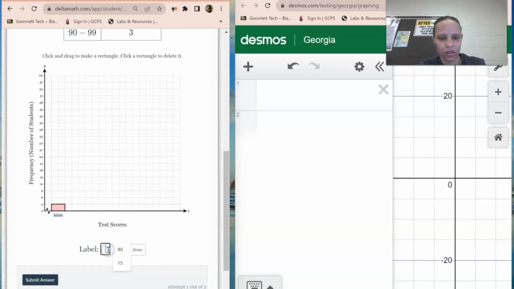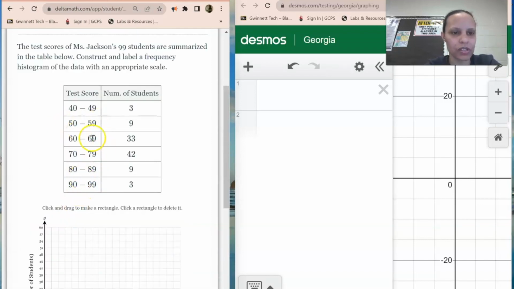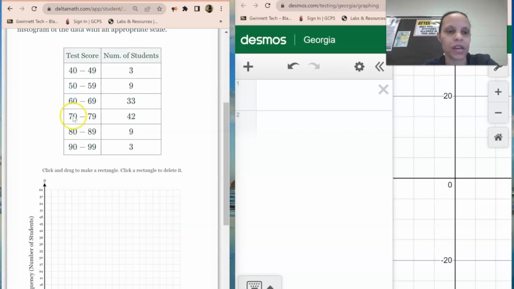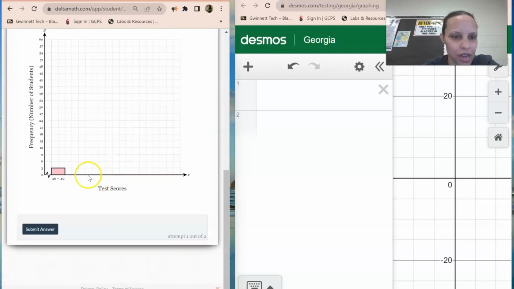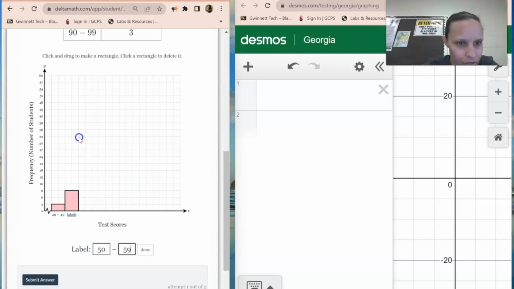So 40 to 49. Now, because I chose a width of 2 boxes and all these widths are the same, I have to keep it the same way the whole time. So I'm going to go 50 to 59 and it's 9. So 9 students. So I click on 9 and drag and label. So this is 50 to 59. 60 to 69, 33 students. So come up to 33 students, drag 2 boxes and come down.